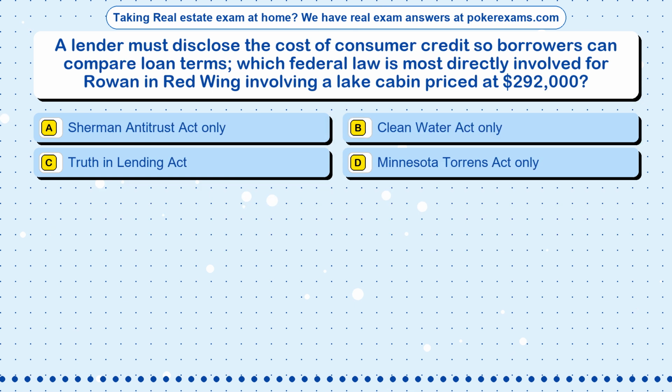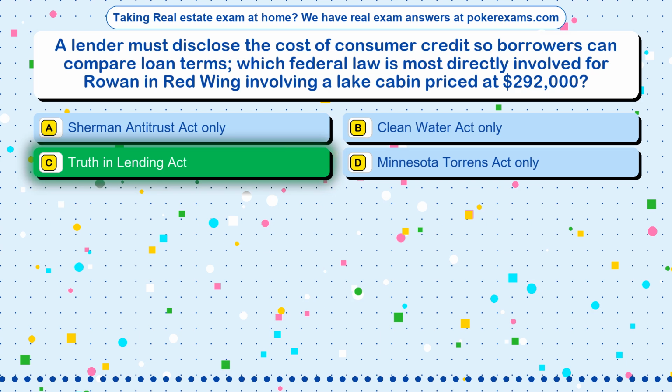Question 15. A lender must disclose the cost of consumer credit so borrowers can compare loan terms. Which federal law is most directly involved for Rowan and Red Wing involving a lake cabin priced at $292,000? Option A, Sherman Antitrust Act only. Option B, Clean Water Act only. Option C, Truth in Lending Act. Option D, Minnesota Torrens Act only.